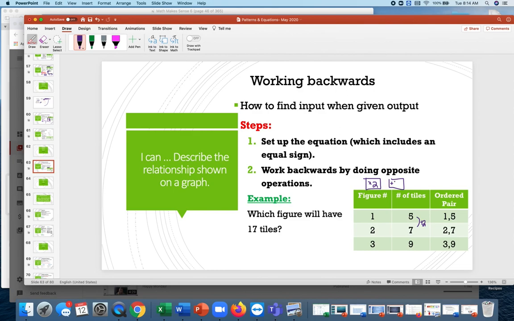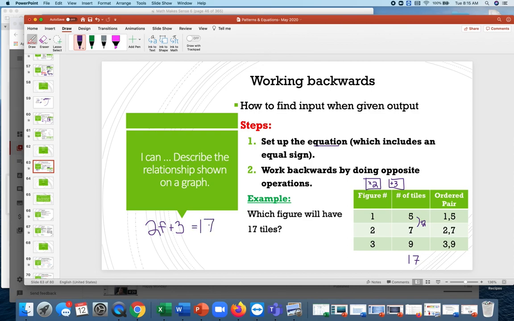Plus 3, okay? So then my expression, this is the key thing, or equation. We can even get an equation. We can also do an expression. So this is already looping back to what we did last week. So my expression would be 2f plus 3. Okay, that's my expression. If I do an equation, that means I want to know my output, which figure will have 17 tiles. Then I do equals 17.